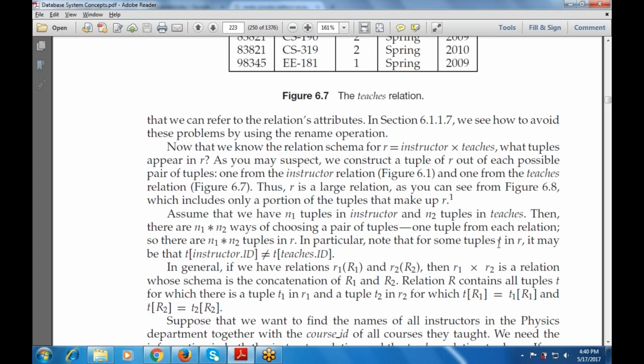In particular, note that for such tuples in R, it may be that instructor.ID is not equal to teaches.ID. In general, if we have relations R1 and R2, then R1 × R2 is a relation whose schema is the concatenation of the schemas of R1 and R2, meaning the combining of R1 and R2. The relation R contains all the tuples t for which there is a tuple t1 in R1 and a tuple t2 in R2, for which t.R1 equals t1.R1 and t.R2 equals t2.R2.